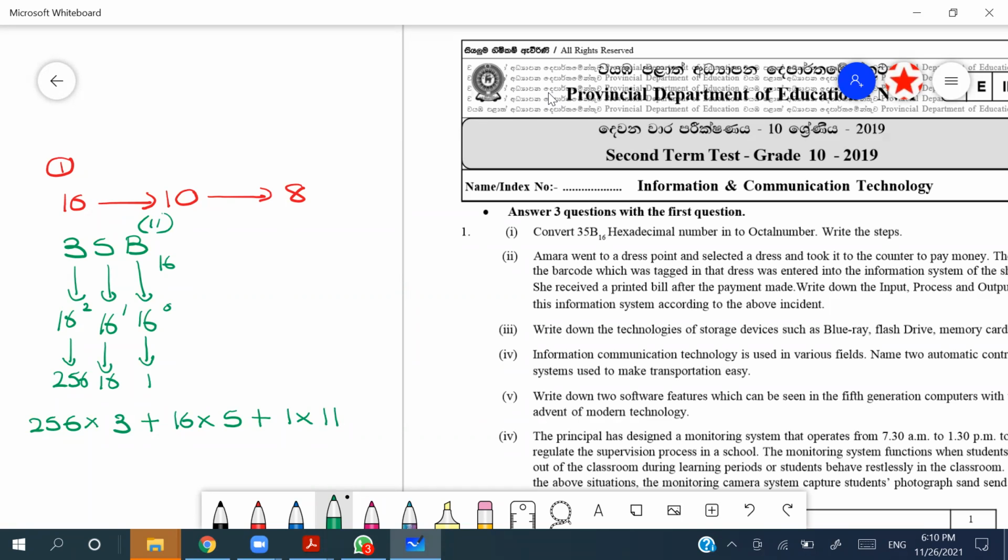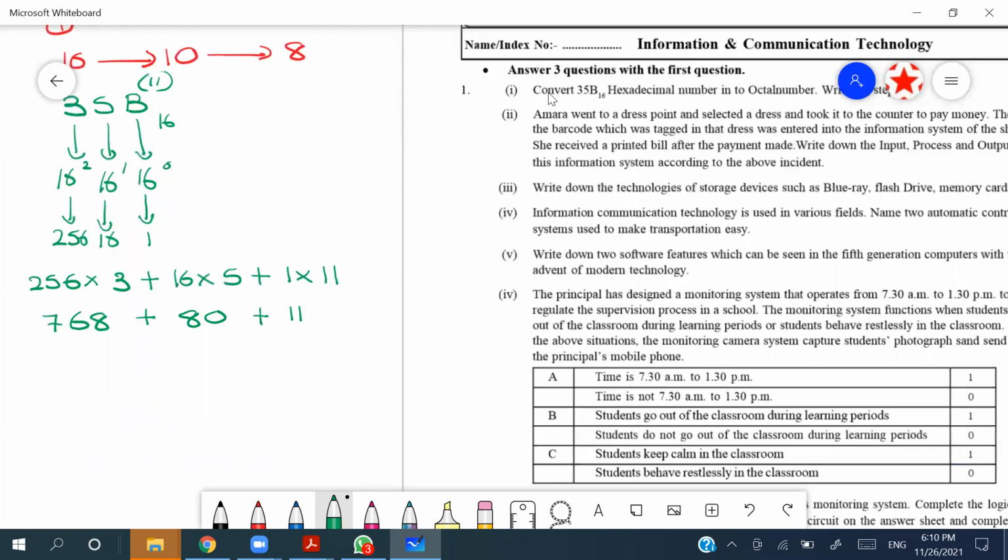So how is it going to be? 3 into 6 is 18, 1 is remaining, 3 into 5 is 15, plus 1 is 16, 1 is remaining, 3 into 2 is 6, 6 plus 1 is 7, 768, plus 16 into 5 is 80, plus 11 will be here. So this will give you what? 8 plus 1 is 9. And again, 6 plus 8 is 14, plus 1 is 15, 1 is remaining. So 859. All right, so this is the decimal value that we are getting.